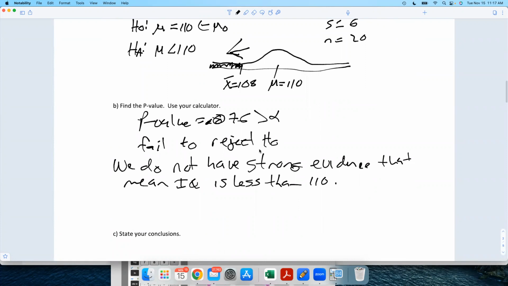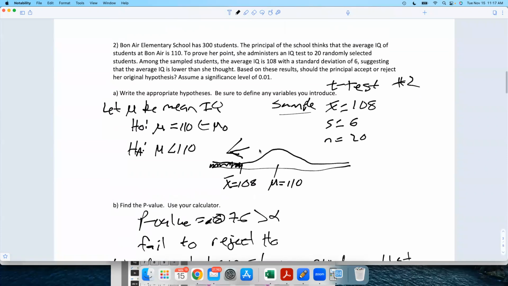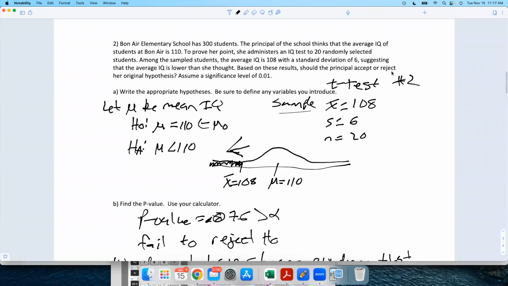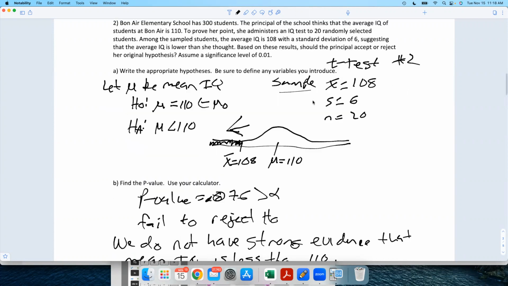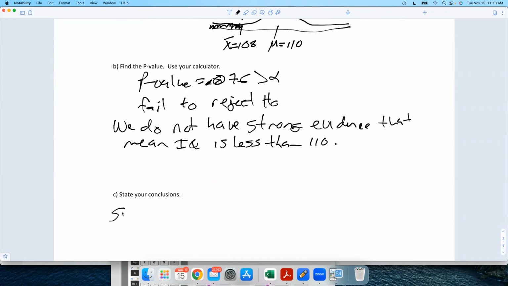So a lot of times students will say, oh, well, then she must accept it. You never, ever accept a null hypothesis. That's not allowed. It's neither. She can't reject it because we failed to reject it. And you never, ever accept a null hypothesis. She can't do either of those things. So I'm going to write that. She should not accept or reject her original hypothesis.